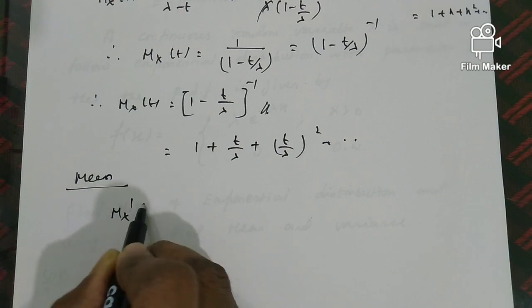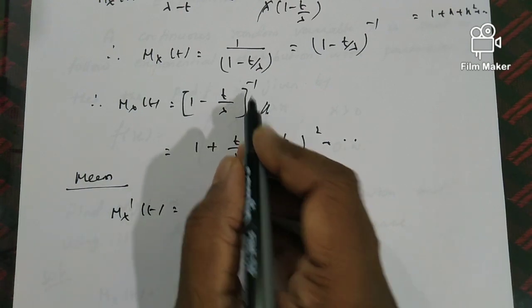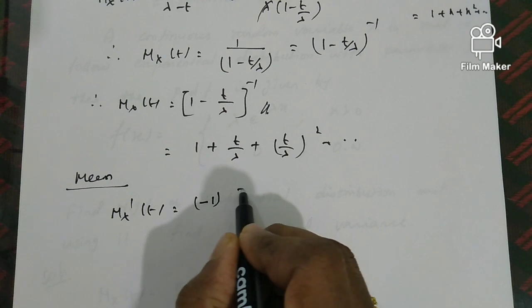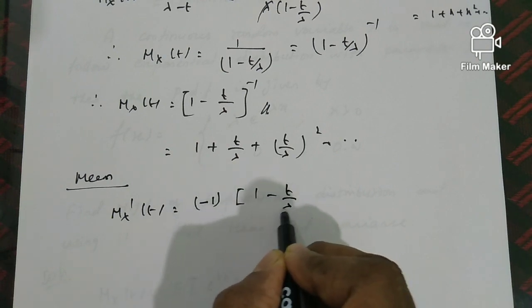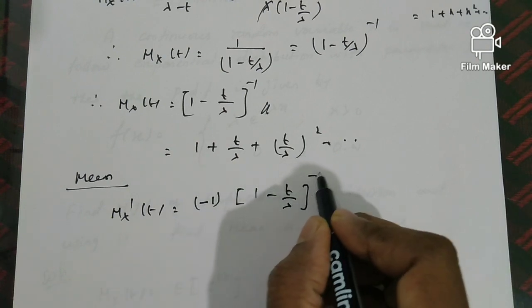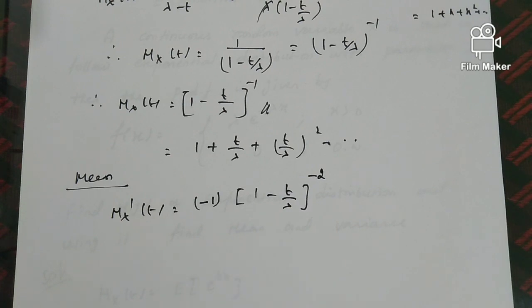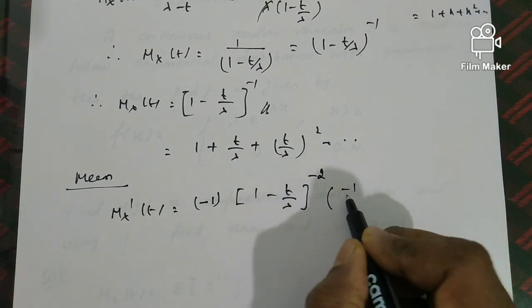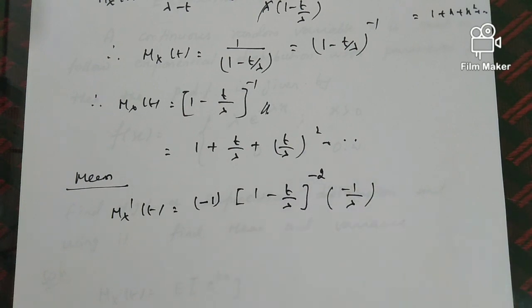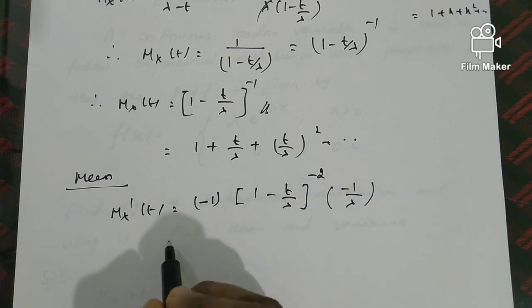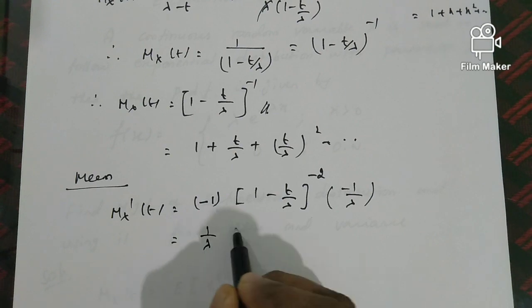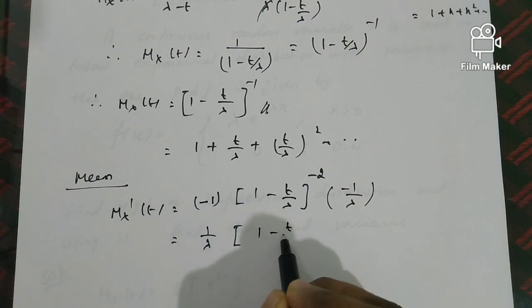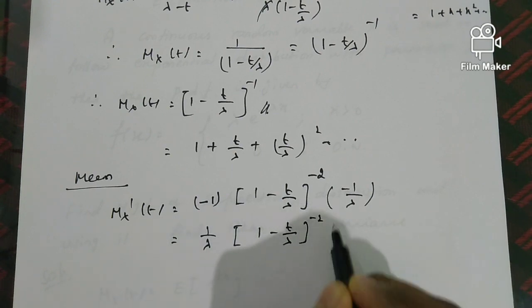M_X'(t) equals, here the power is minus 1. So minus 1 into (1 minus t by lambda) whole power minus 2, differentiation with respect to t. So into what? Into minus 1 by lambda. Okay, so minus into minus is plus. This can be written as 1 by lambda into (1 minus t by lambda) whole power minus 2.